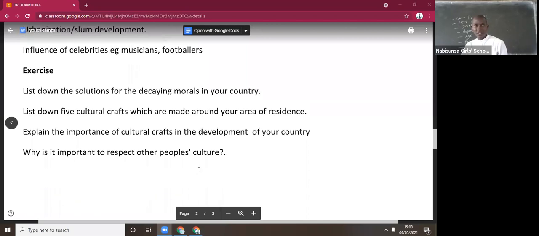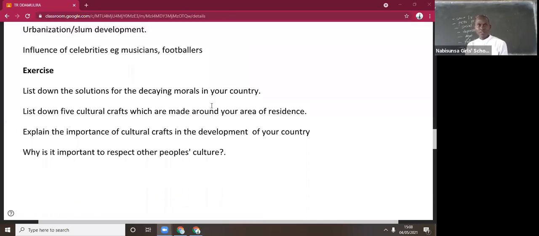This exercise, you can write it down. List down the solutions for the decaying morals in your country. List down 5 cultural crafts which are made around your area. Explain the importance of cultural craft in the development of your country. Why is it important to respect other people's culture? Those are the questions which we are going to find here.